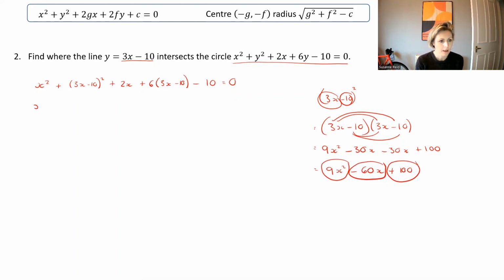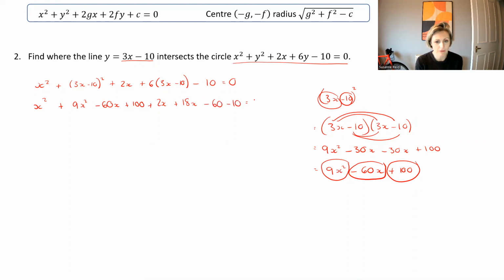So x squared plus square the first. So the square of 3x is 9x squared. Twice the product. 3x times minus 10 is minus 30x. Twice that is minus 60x. And square the last. Negative 10 squared is plus 100. Plus 2x. And then 6 times 3x is 18x. And 6 times negative 10 is minus 60.